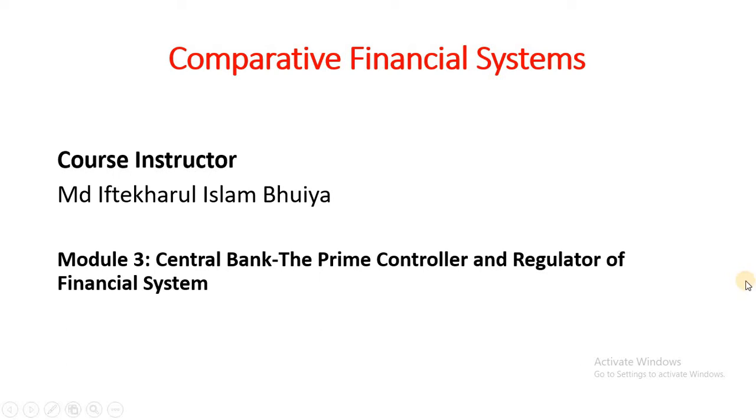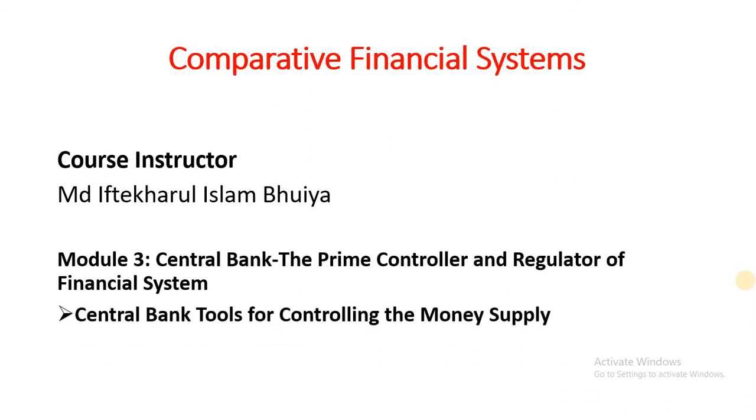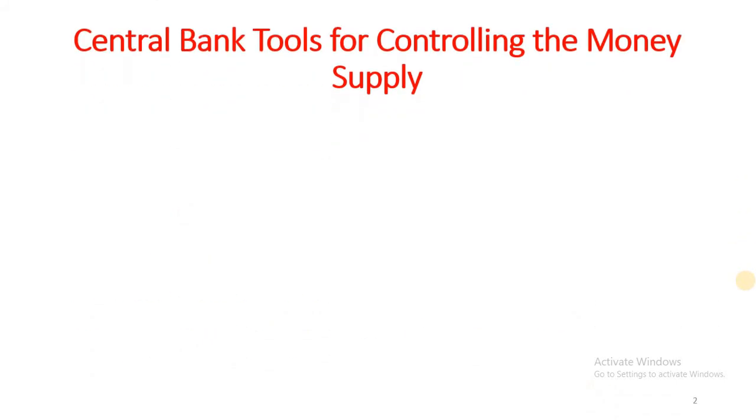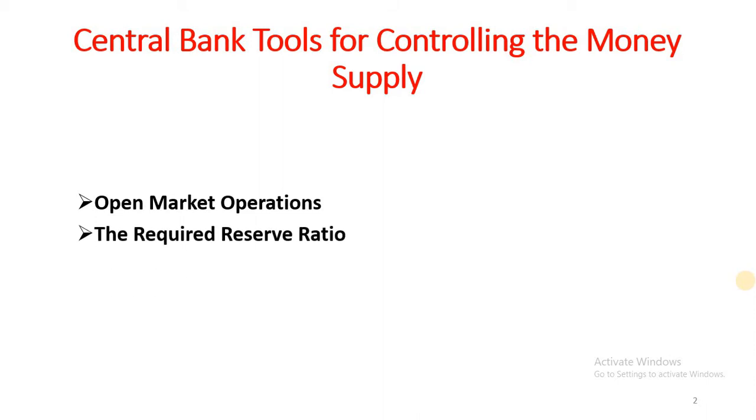After completing the functions of the central bank, now we will look at central bank tools for controlling the money supply. The central bank of any country uses three tools to control money supply. These are open market operations, the required reserve ratio, and finally the discount rate.